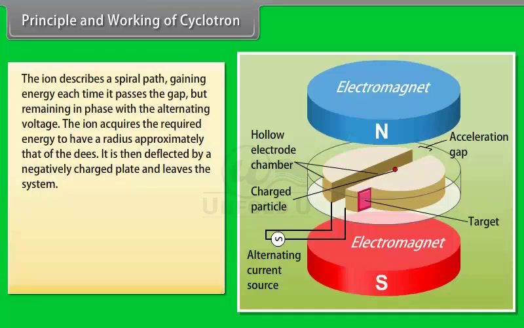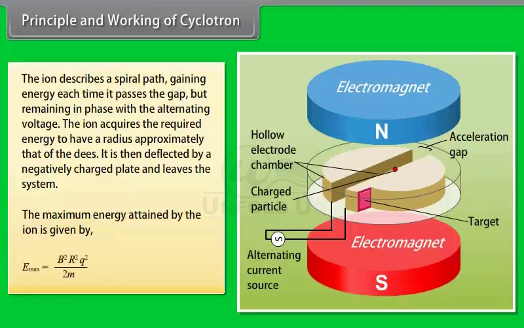The ion describes a spiral path, gaining energy each time it passes the gap, but remaining in phase with the alternating voltage. The ion acquires the required energy to have a radius approximately that of the Ds. It is then deflected by a negatively charged plate and leaves the system. The maximum energy attained by the ion is given by B²R²q²/2m. Applications and limitations of cyclotron.